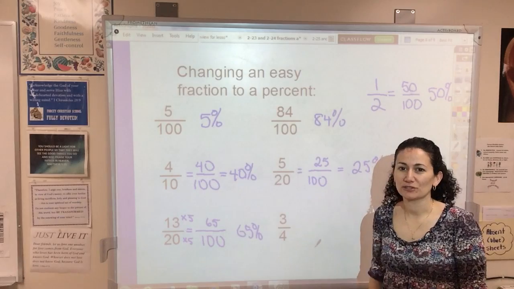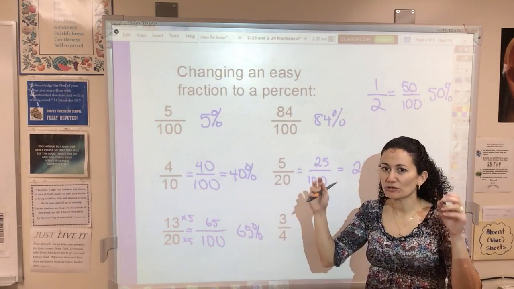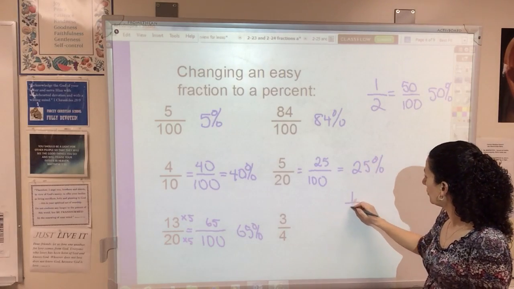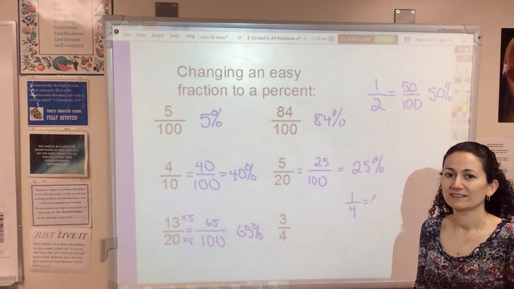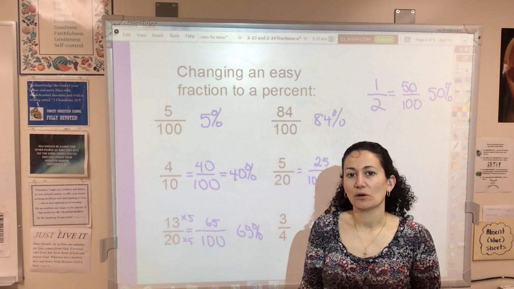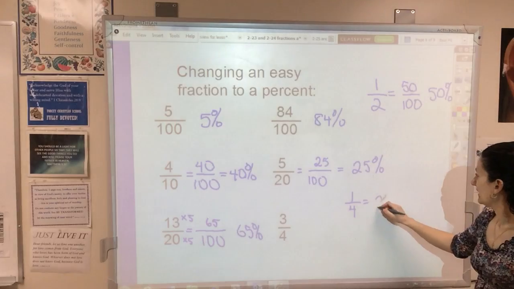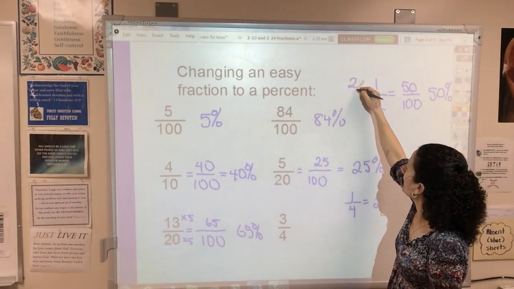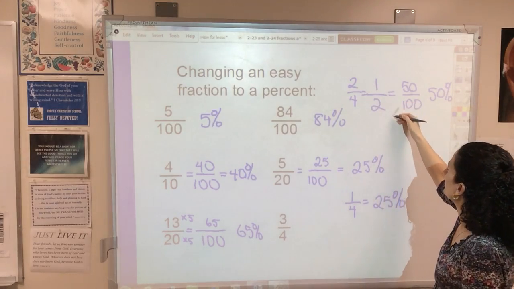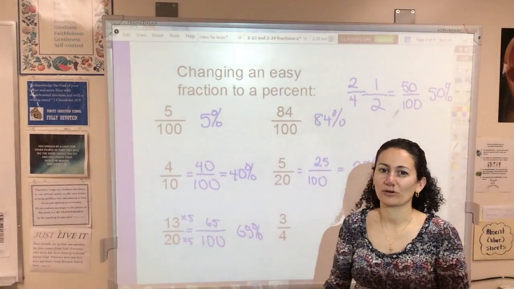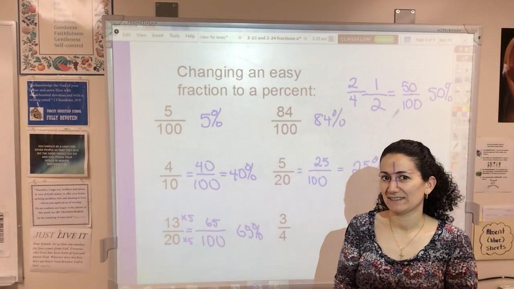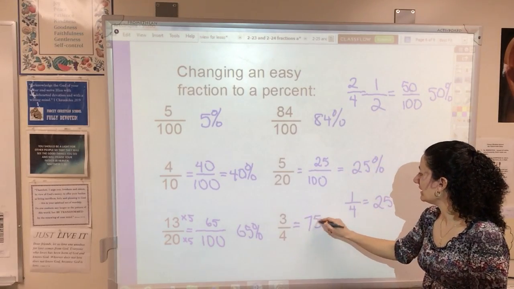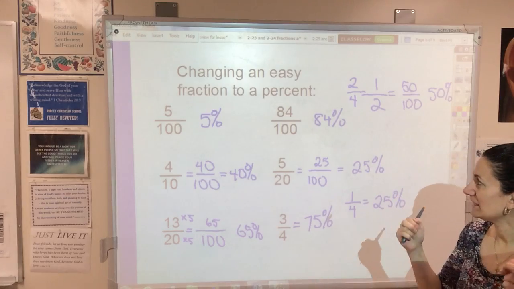The quarters are also easy. I like to read these as quarters, not fourths, because it reminds me of money. And here's 1/4. How much is 1/4? 25 cents, right? So 1/4 of a dollar is 25%. 2/4 is the same thing as a half, 50%. So what is 3/4 as a percent? You got it, 75%. So these are what I call easy fractions.